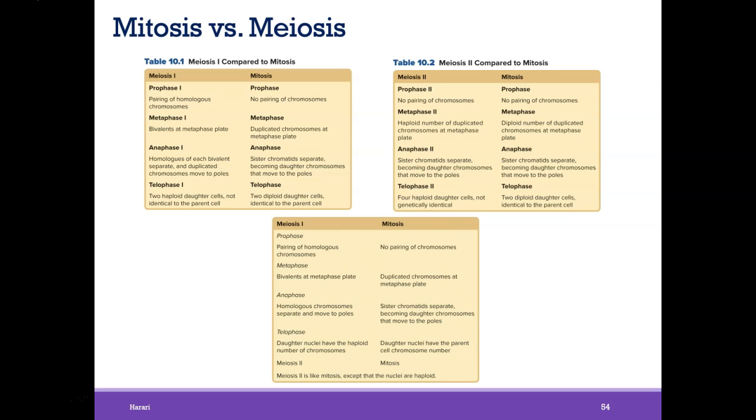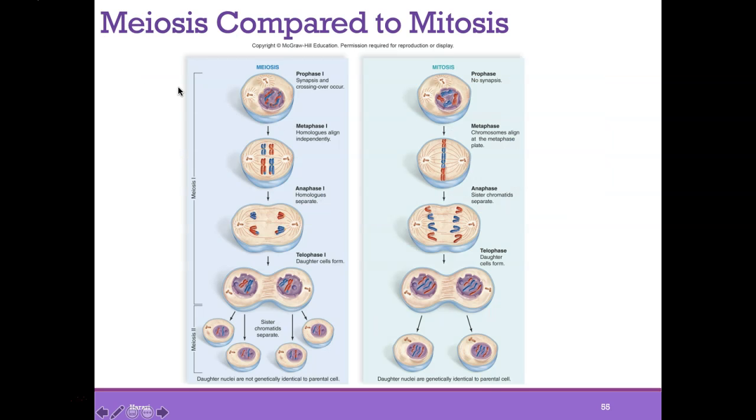And I'd like you to pause here and look at this table that compares meiosis 1 to mitosis. This compares meiosis 2 to mitosis, which is very similar. And this is a summary of everything. So it's a good slide to just refresh and make sure you understand how mitosis compares with meiosis. And this is a good image that breaks down some of the differences too.